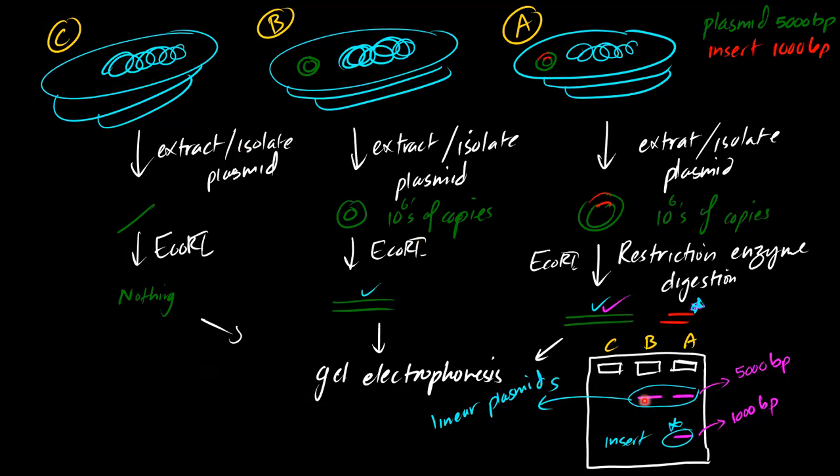If you see one band with a size equal to 5 base pairs, this means this bacteria has a self-ligating plasmid. If you see two bands, one corresponds in size to 5,000 and the other has a size of 1,000, this means that this is your linear plasmid, and this is your insert. And this is how you make sure that bacteria A contains your plasmid, and now you take this plasmid and do whatever you want to do with it. Okay.